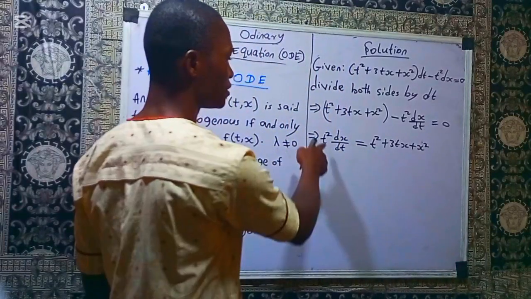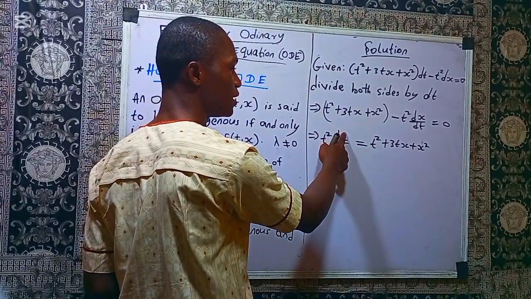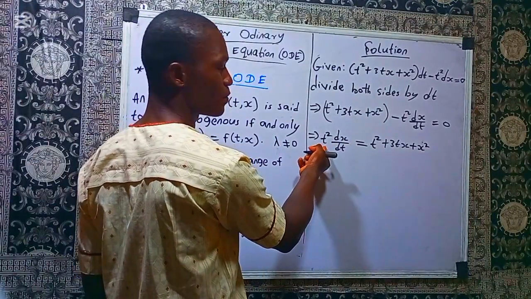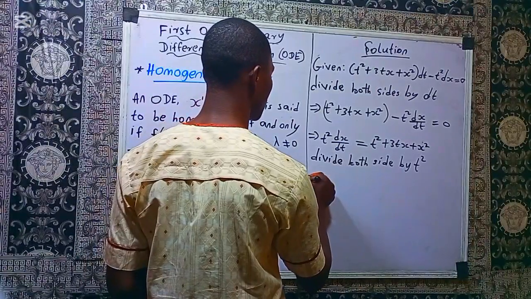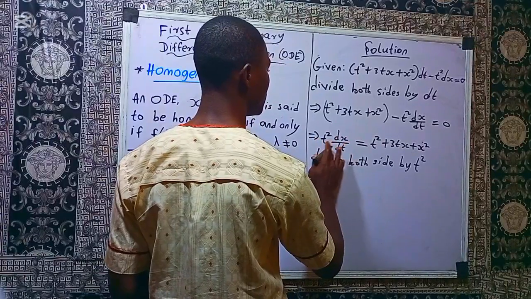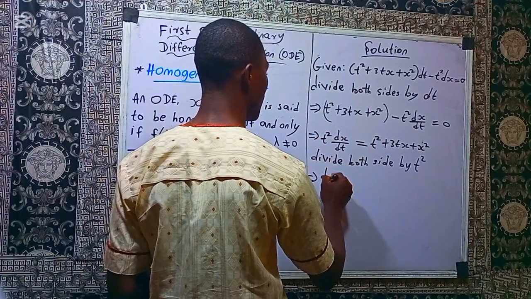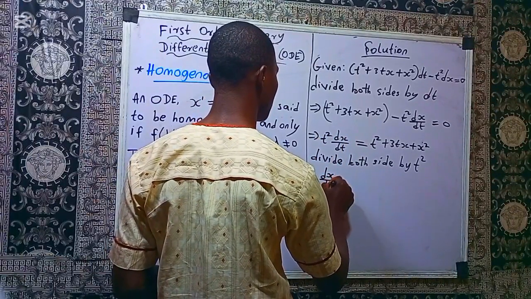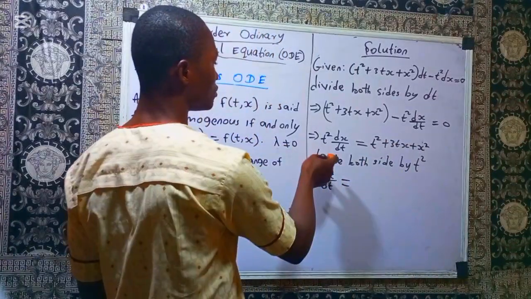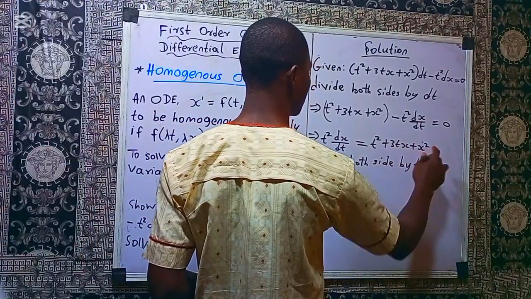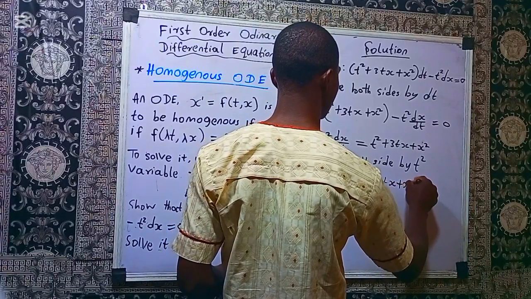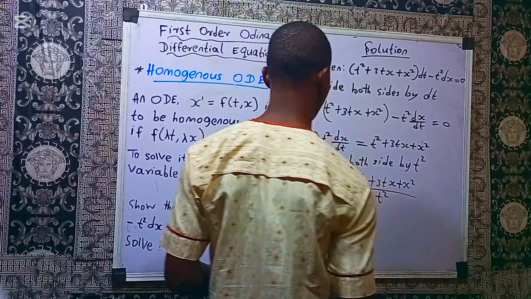So what is now remaining? For me, I'll make x, the t, the subject of the formula. So how do I make it? I'll divide both sides by the coefficient t squared. So this implies my dx dt. If I divide here by t squared, I'll make it the solution of the formula. So I'm dividing both sides by t squared. I divide this right hand side by t squared. I have t squared plus 3tx plus x squared, all divided by t squared, right?